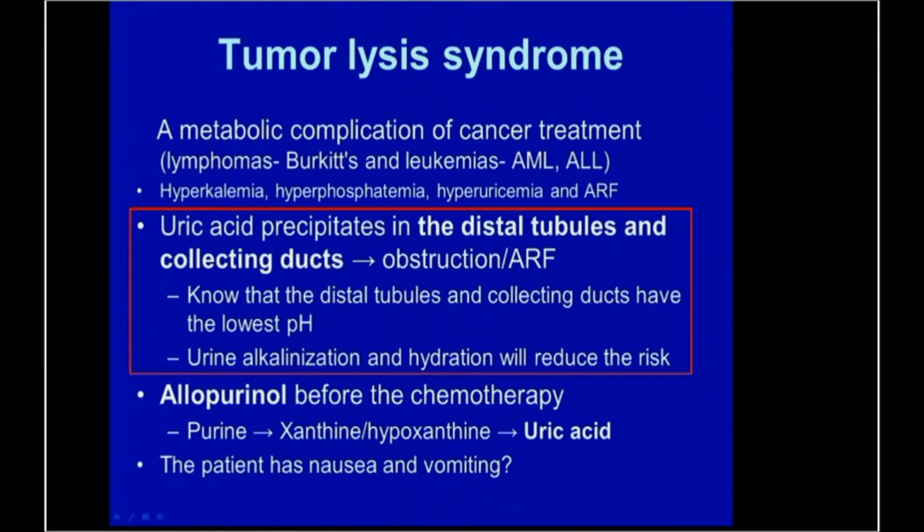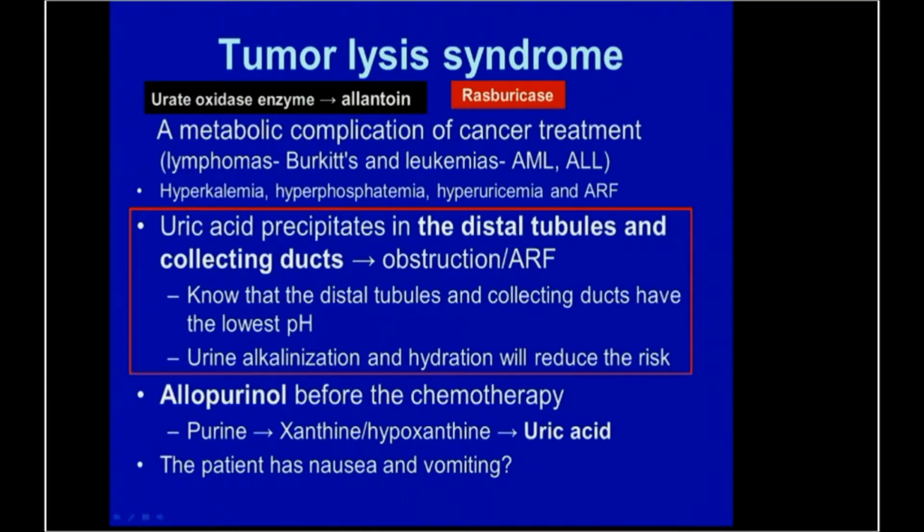If the patient has nausea and vomiting, he's in the hospital, ready for chemotherapy tomorrow morning, you're supposed to give the patient allopurinol, and allopurinol is an oral medicine. What are you going to do? Look at this. Give urate oxidase enzyme, and that will transform the uric acid into allantoin. What do you call it? Rasburicase. What is rasburicase?